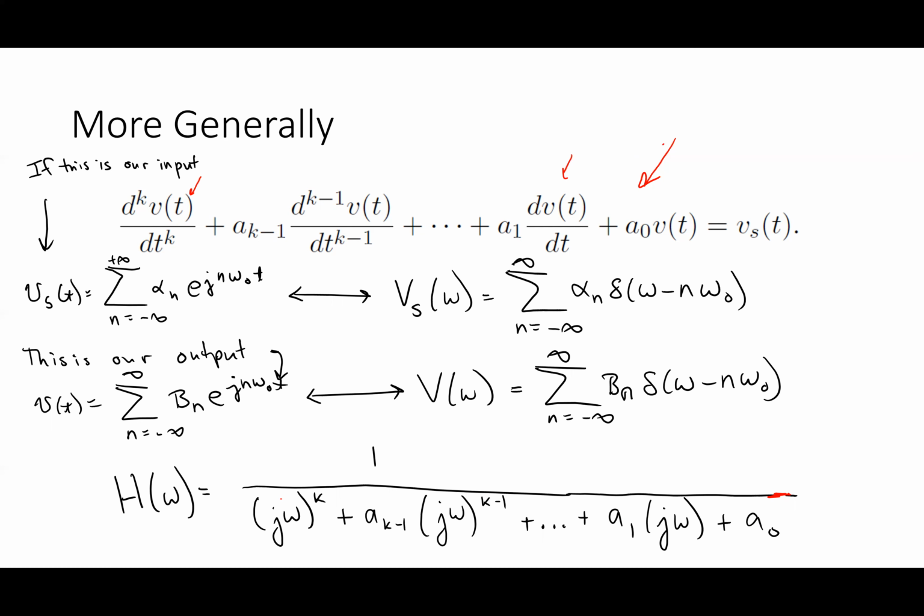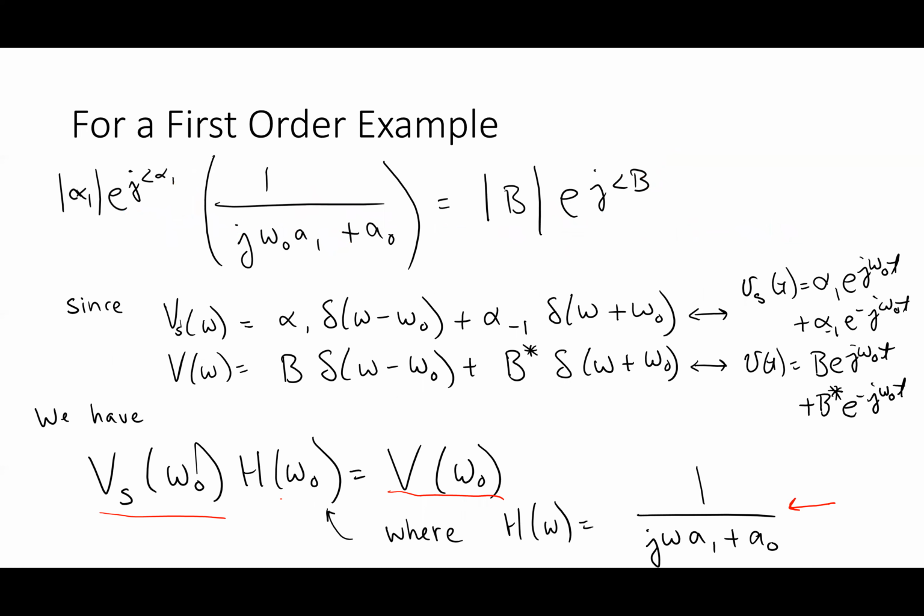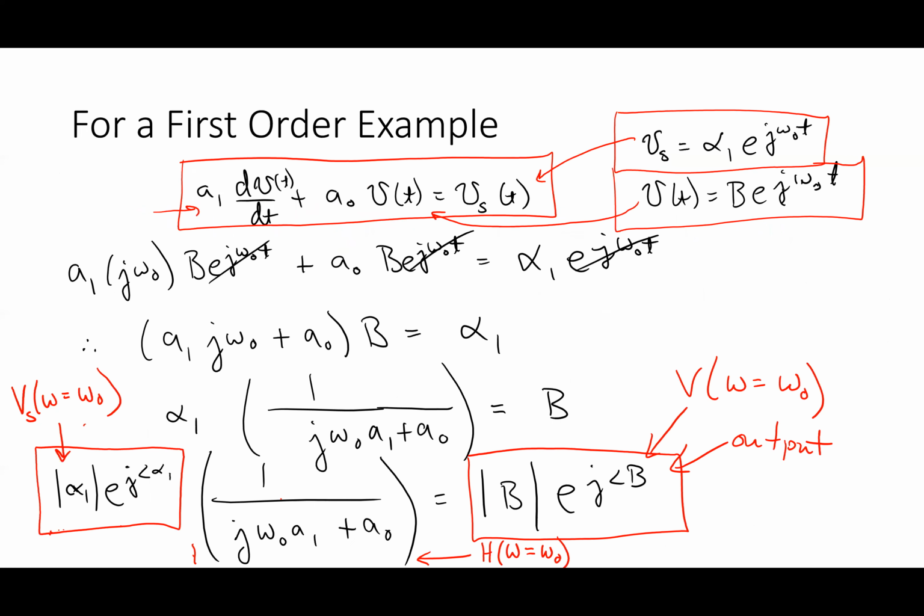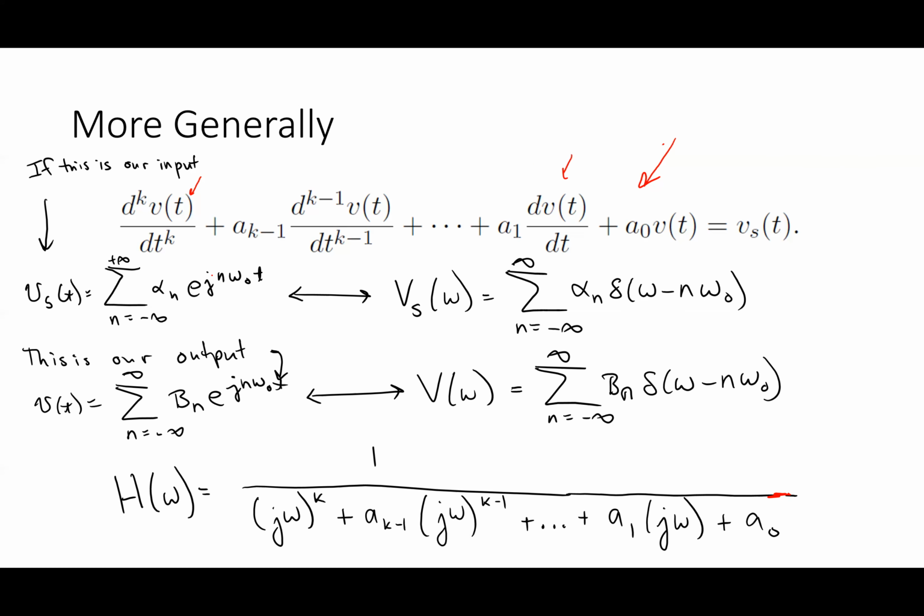Where did all the j omegas come from? Did it come from the Fourier transforms? When I plugged in e to the j omega naught t, every time I take a derivative of e to the j omega naught t, what comes down? J omega, right? And if I took 3 derivatives, how many times would j omega come down? 3. So in general, the transfer function should look like this, where I have the coefficients on the terms in the differential equation times j omega to whatever power it came from in the differential equation.